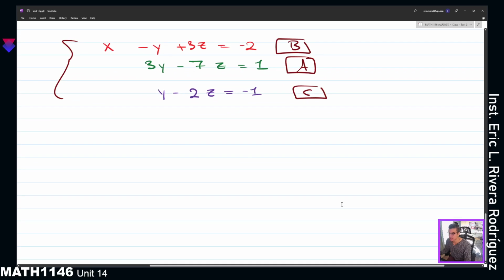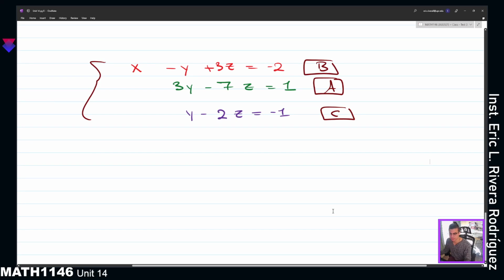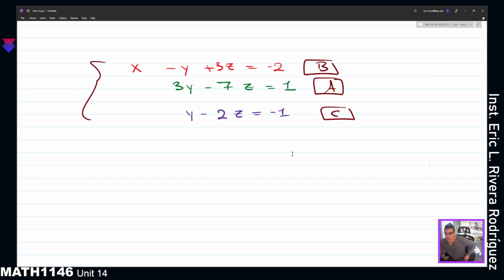Okay, so that's how the system looks at the moment. We still do not have the triangular shape because equation C has two variables. We want to eliminate the second variable on C. This point is crucial. Now you are not going to use B for anything, because if you use B, you will introduce the x term again on A and C. You are going to leave B alone for a moment and just focus on A and C.